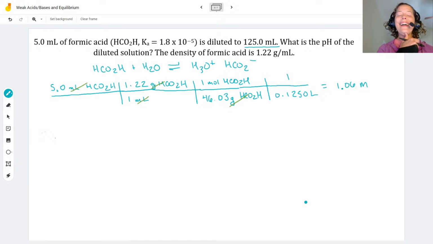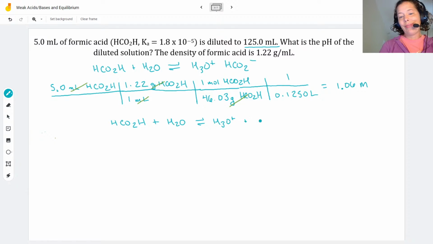So we're going to construct our ice table totally from scratch here. I'm going to rewrite my equation because I always like to have my equation at the top of my ice table. Now, some people call these rice tables because you're supposed to write your reaction first. Whatever works for you is totally fine. Okay, so ice, I-C-E.